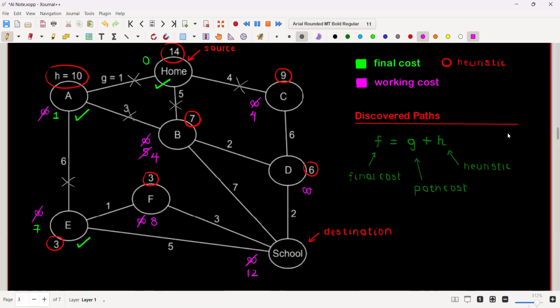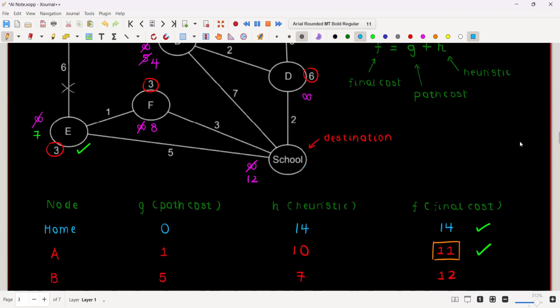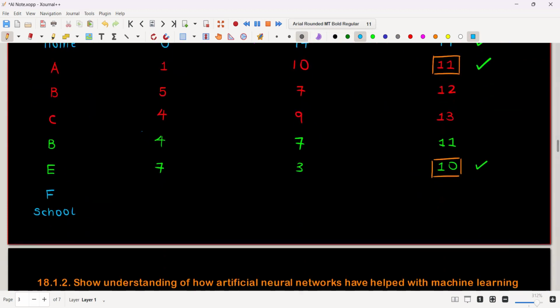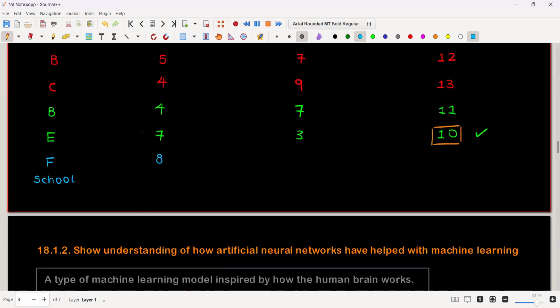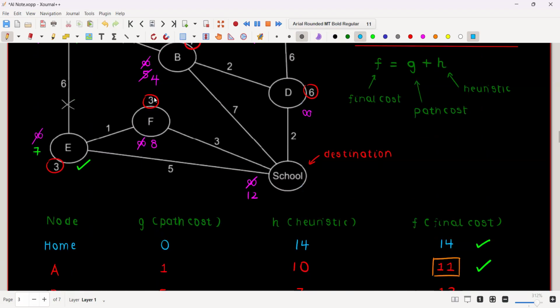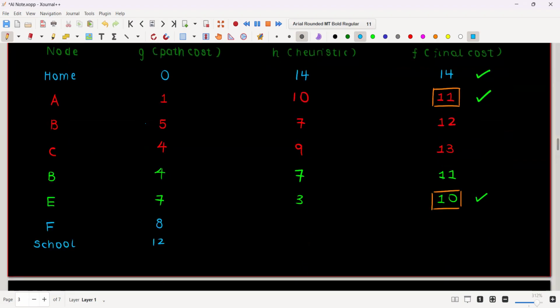I can record this down in my table. Sorry, E to F being a total of 8 and E to school being a total of 12, right? And then I can record the heuristics of F and school. What will be the heuristics, guys? The heuristic of F is 3, right? The heuristic of F is 3, which I can write down here.